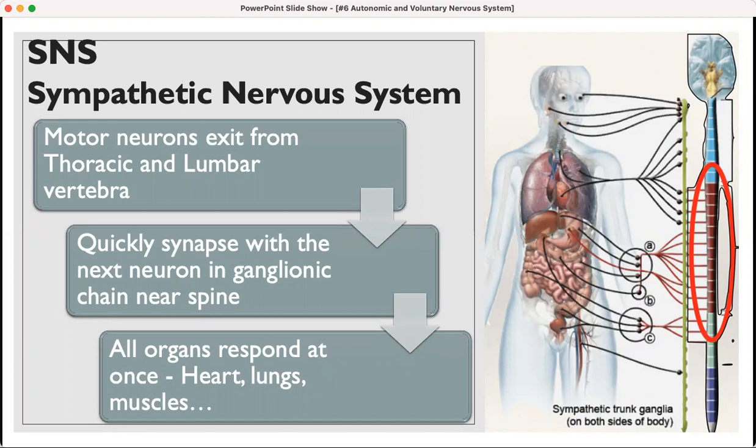For instance, your pupils are going to dilate, your heart's going to start racing, blood's going to be shunted away from your stomach, from the digestive system, and sent to places where you're going to need it most. For instance, specifically your muscles, either in order to fight or run away.